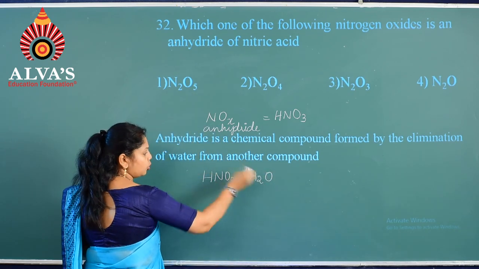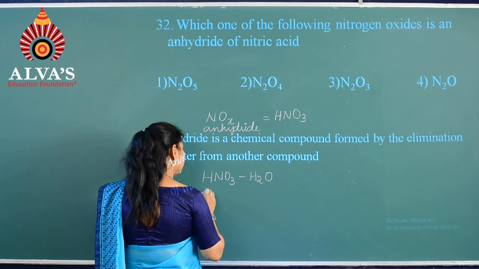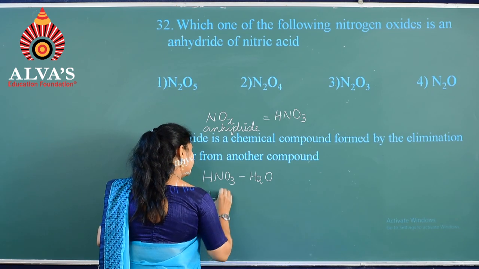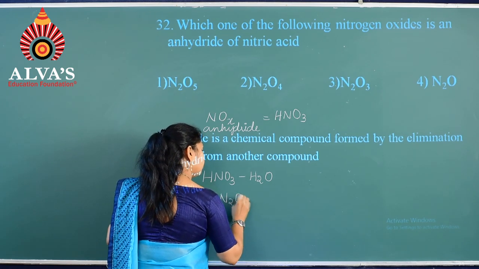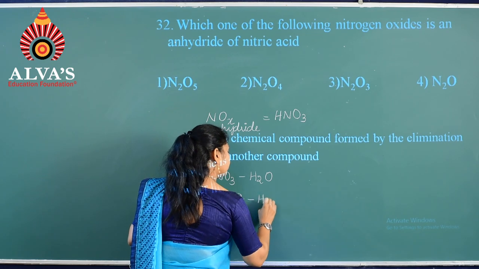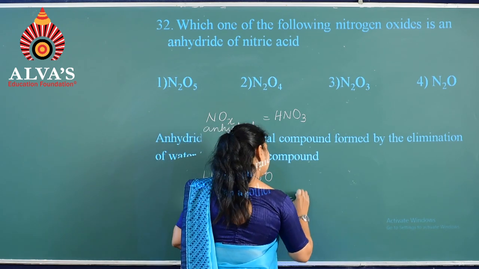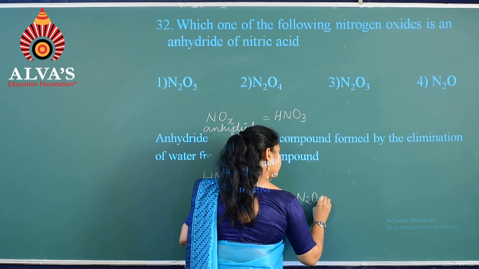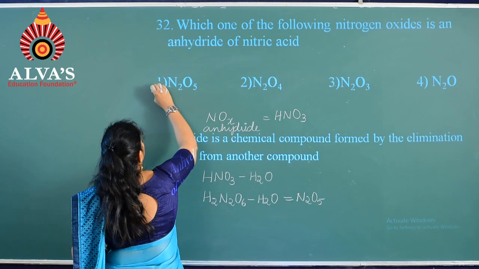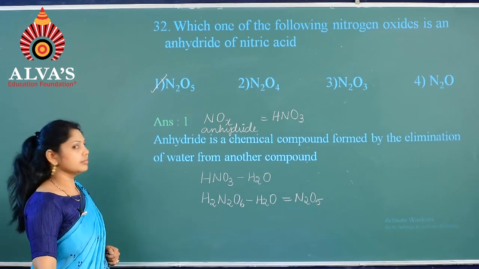So, I want 2 hydrogen atoms, so I will take 2 molecules of HNO3, that will be H2N2O6. If I remove a water molecule from this, it will be N2O5. Hence, the option 1.